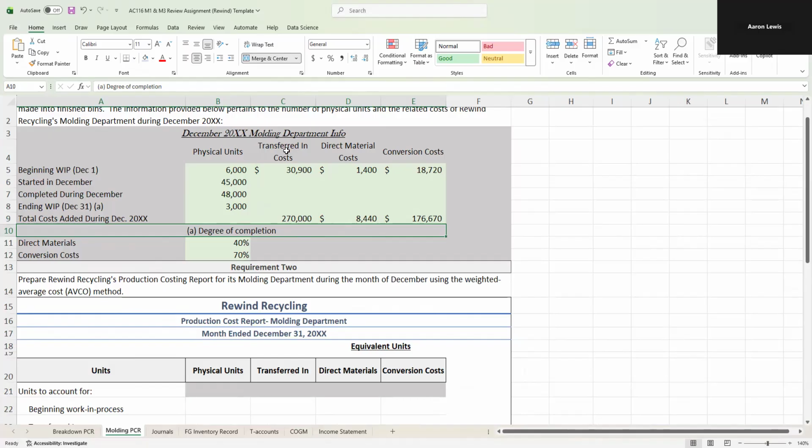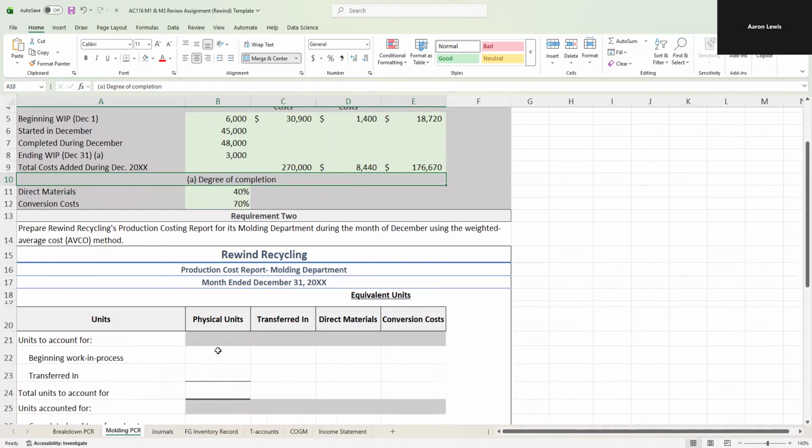We just have an extra column now. Since this is not the first phase of production, we're going to have a separate column on our production cost report that keeps track of all of the costs that were transferred in from the previous phase of production. But the process is still going to be exactly the same. Let's first make sure we know what our units are at.